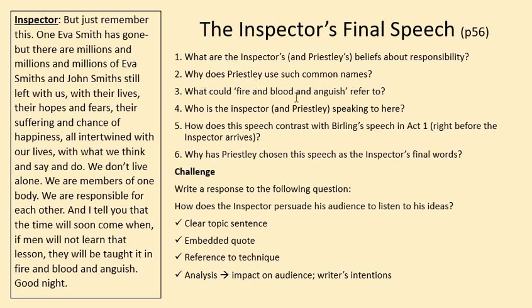Thirdly, what could Fire and Blood and Anguish refer to? So remember, the play is set in 1912, but it's actually performed first in 1945. So here the Inspector could be referring to the two world wars. So in 1912, he's saying, if men don't learn that lesson, they'll learn it in Fire and Blood and Anguish. And he's almost foreshadowing those horrendous world wars that are going to take place.